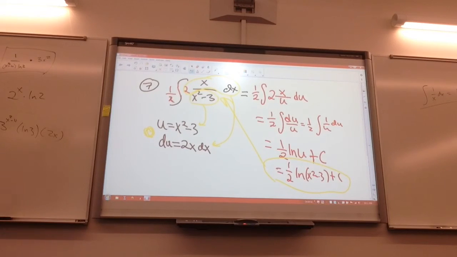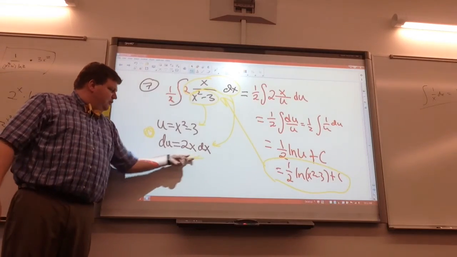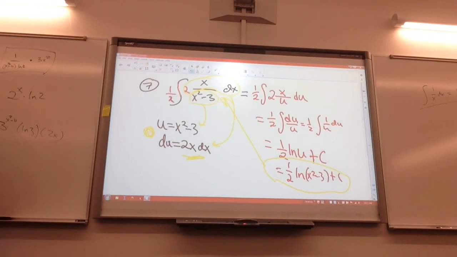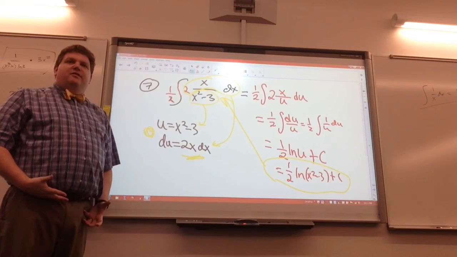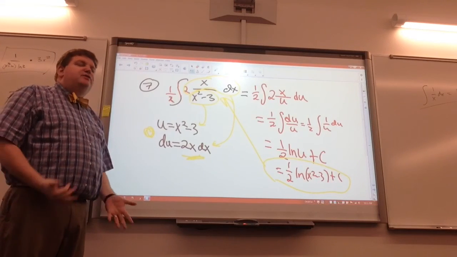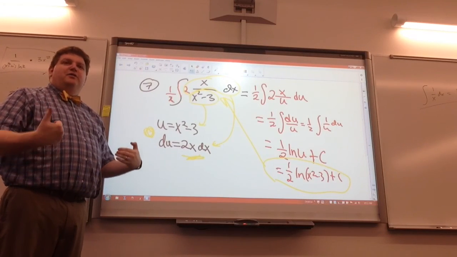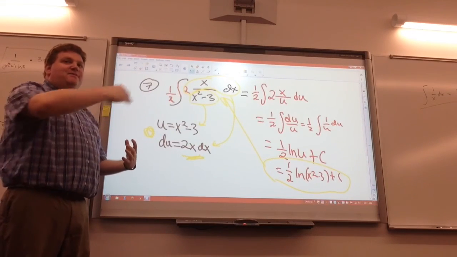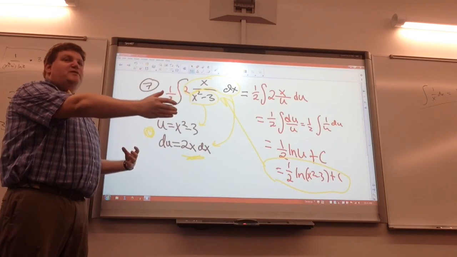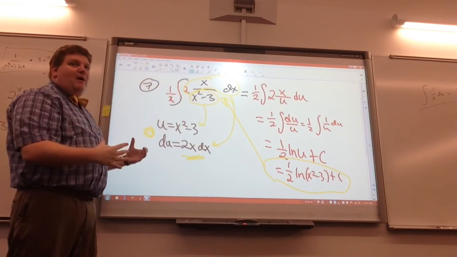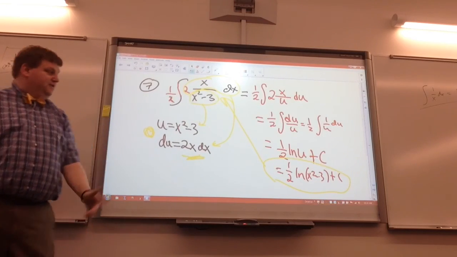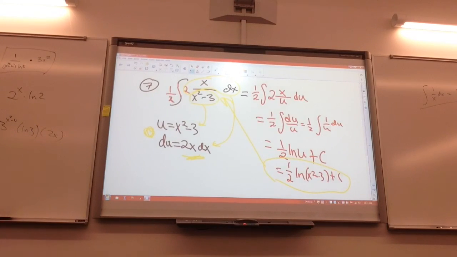That's why we don't have to worry about this stuff once we change the du. Every time you do an answer by substitution, you're actually doing the chain rule in reverse. Remember, the chain rule was the derivative of the outside keeping the inside the same, times the derivative of the inside. So we're reversing that: the derivative of the inside stuff has to go away, and we're doing the antiderivative of the outside, which is essentially what we're doing here.